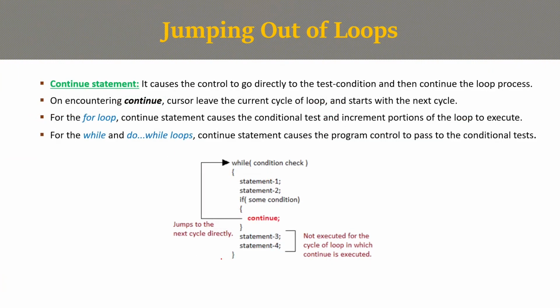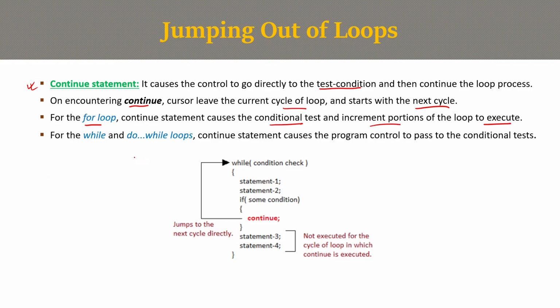Okay, now moving on to the continue statement. This is another way of jumping out of loops, but it has a different feature. It causes the control to go directly to the test condition and then continues the loop process. So on encountering continue, the cursor leaves the current cycle of the loop and starts with the next cycle. For the for loop, the continue statement causes the conditional statement and increment portions of the loop to execute. Okay, this is for loop. So if in our for loop we write this continue, the continue statement will cause the condition and the increment portion of the loop to be executed.